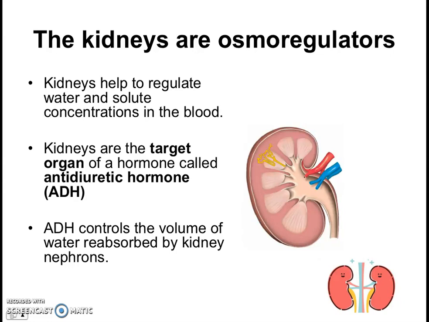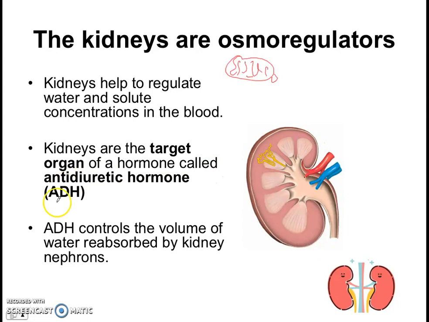Now because of that role, the kidney is also an important osmoregulator. So the kidney has a role to play in regulating and controlling the concentration of solutes and the water potential of the blood. And that's because the kidneys are the target organ of a hormone called antidiuretic hormone. So this antidiuretic hormone, or ADH, is produced by a certain part of the brain. Okay, let me draw my best brain. ADH is produced by a certain part of the brain. ADH is transported to the kidneys through the bloodstream, and it acts on the kidney and changes its function slightly.